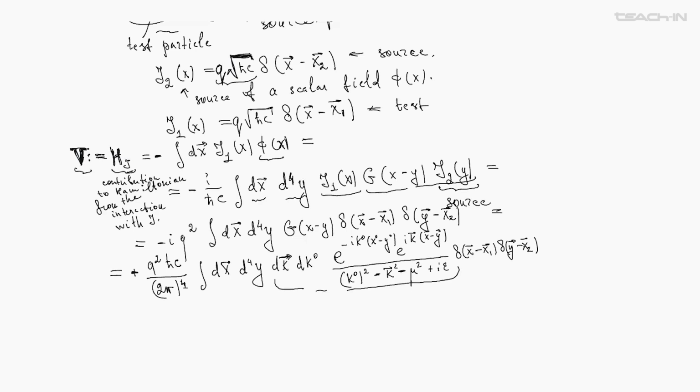Now, let's see. First of all, we can integrate over x and y. This is trivial because then x and y here will be replaced, x by x1 and y by x2. Another thing which we can do immediately is to integrate over k0.